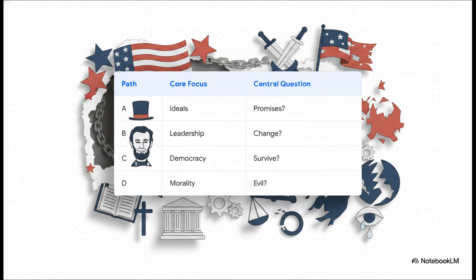Path A focuses on America's ideals. Was America actually living up to its promises of equality, or was it steeped in hypocrisy? Path B looks at Lincoln's leadership. Did the brutal Civil War change his political beliefs, or just reveal who he truly was all along? Path C puts democracy on trial. Was this war the ultimate test to see if a government run by the people could actually survive? And Path D focuses on morality and religion. Did Lincoln view slavery purely as a political issue, or as a deep moral evil and a national sin?